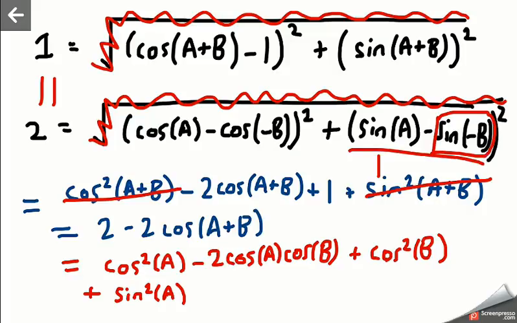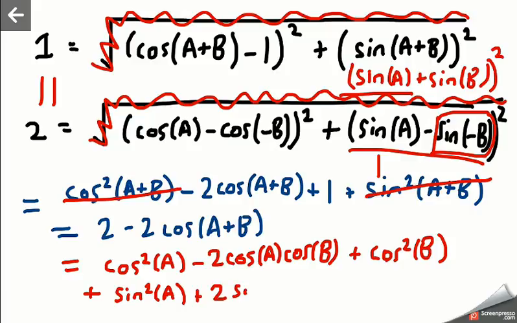So this set of brackets here might as well actually be sine of a plus sine of b, because those two negatives will cancel each other out. So what we're really expanding here is sine of a plus sine of b, squared. So when we expand that, we get sine of a squared plus 2 times sine of a sine of b plus sine of b squared rather.